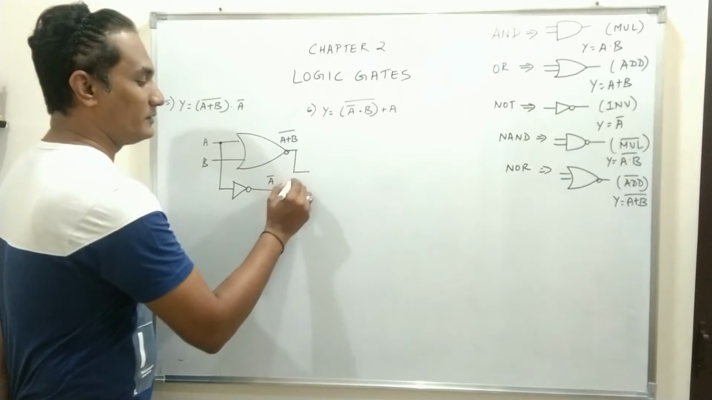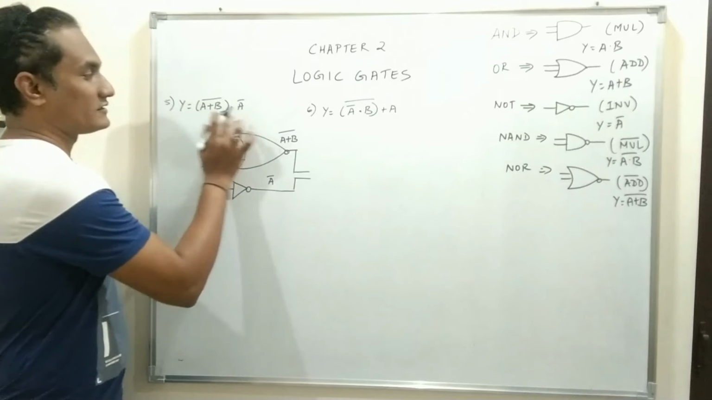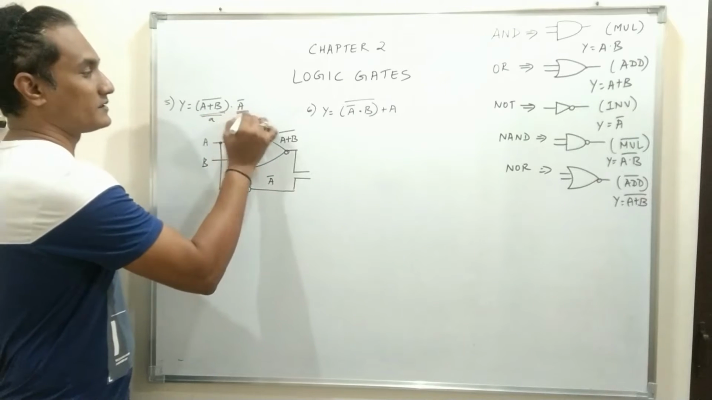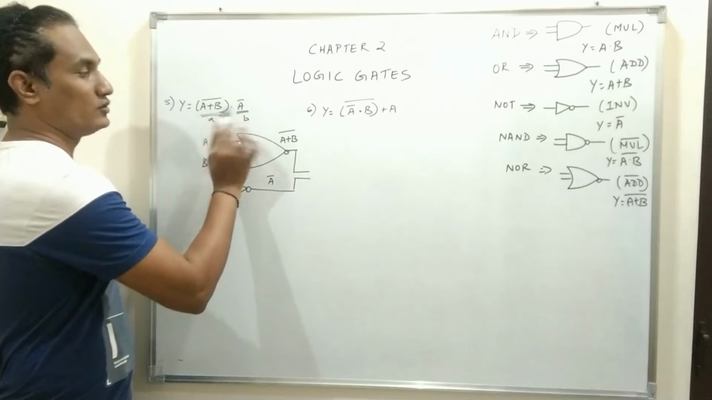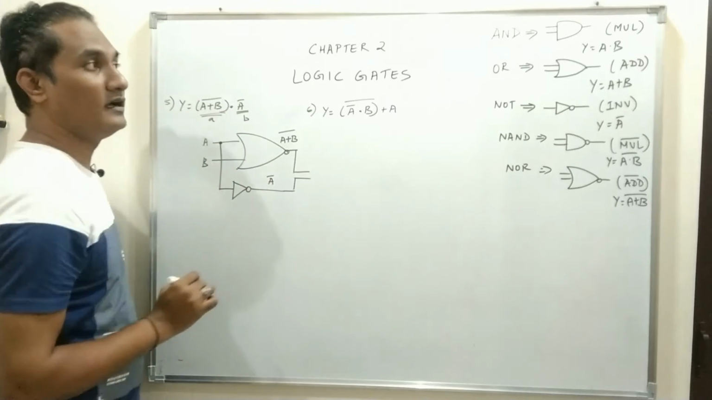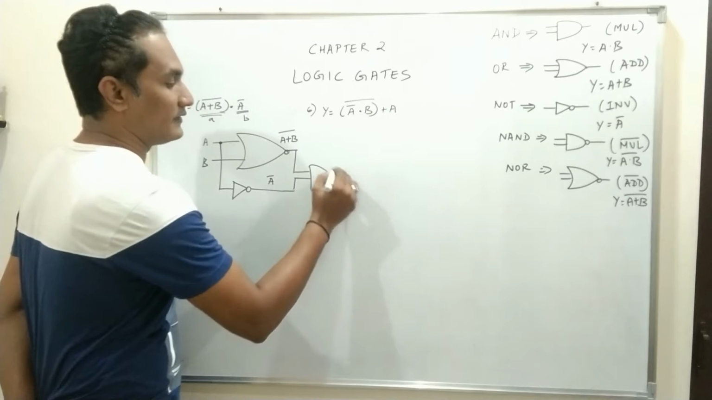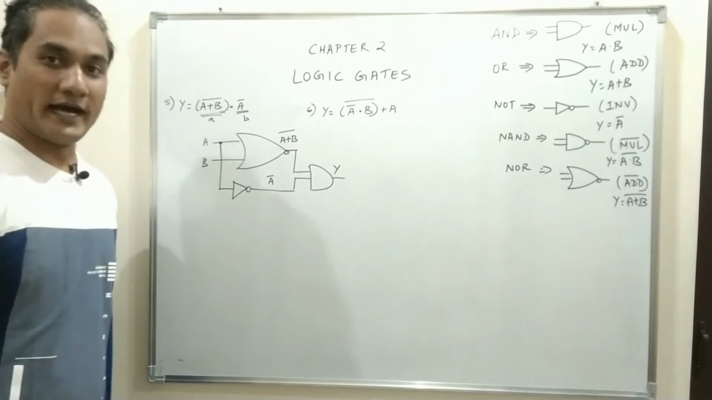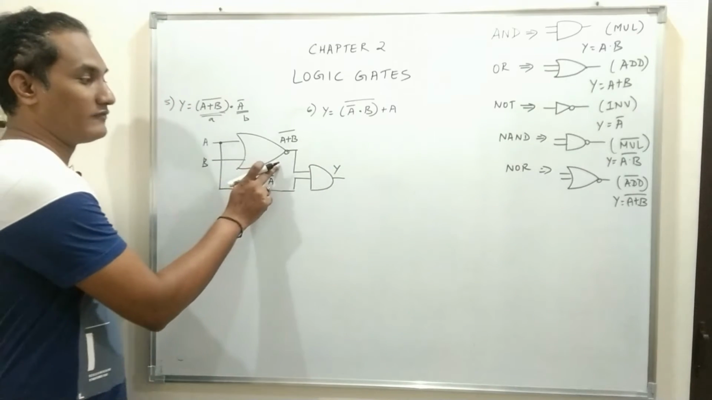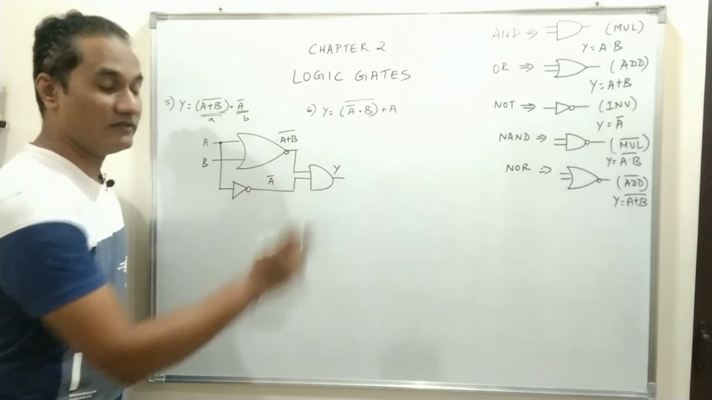And how will these two be connected? This is the first expression, and this is the second expression. How are these two expressions connected? By a dot sign. Dot sign indicates AND operation. So this is the output y. This is how you have to use derived gates also.